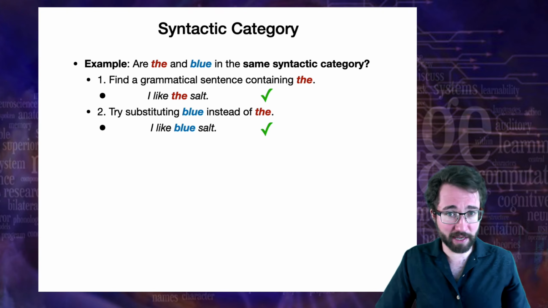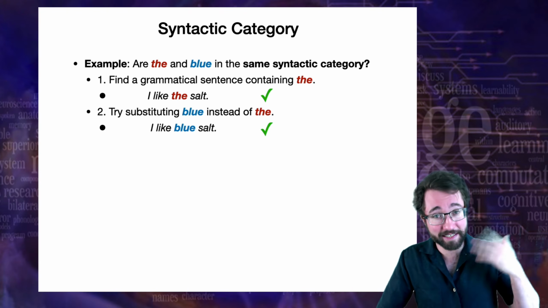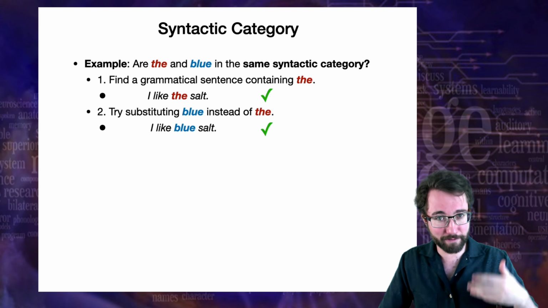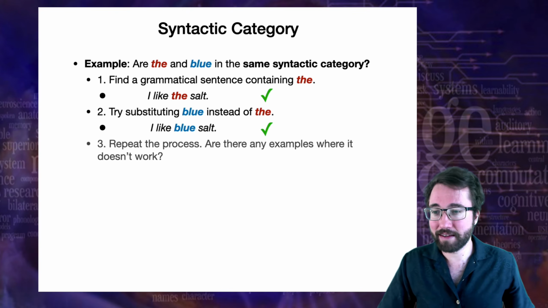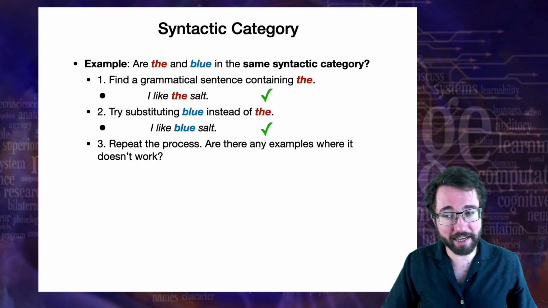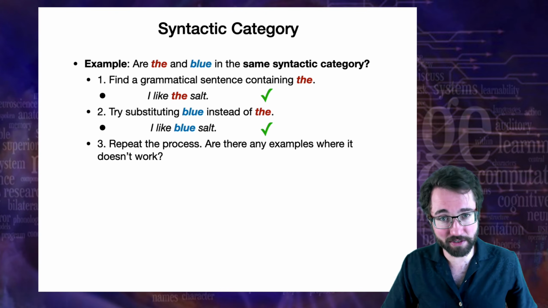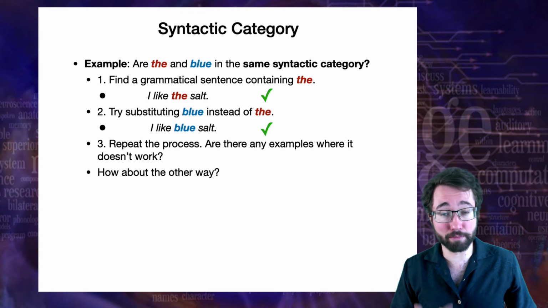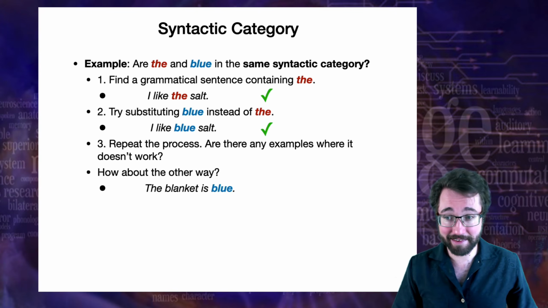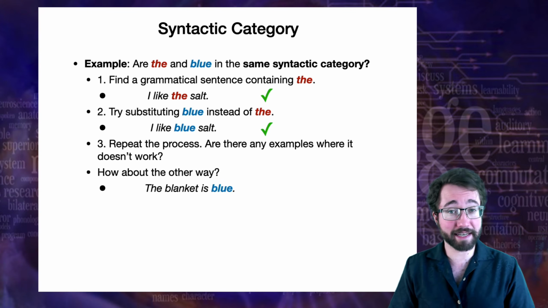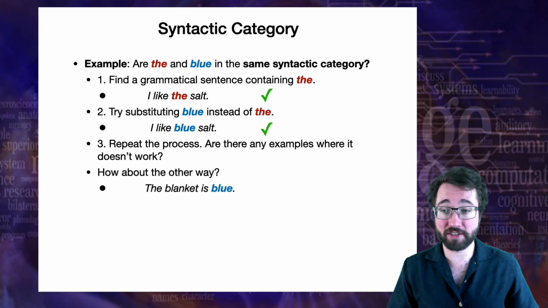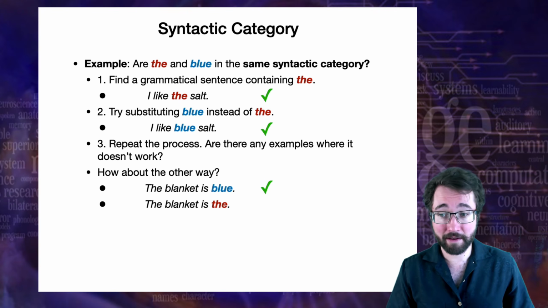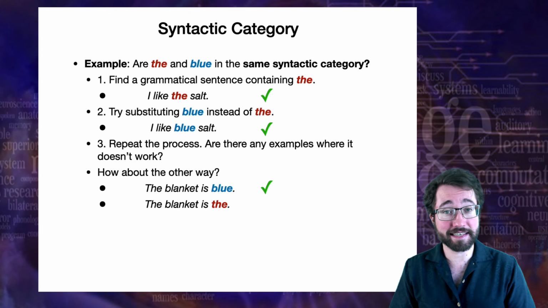So it looks like maybe they're in the same category, but remember, you need to keep coming up with examples until you can find a counterexample. So we repeat the process. Are there any examples you can find where the substitution doesn't work? Or how about the other way? You might start with blue and try dropping in thee. So let's do this. "The blanket is blue." That's our starting grammatical sentence. We'll try dropping in thee instead, and we get "the blanket is thee." That doesn't work. That's ungrammatical.